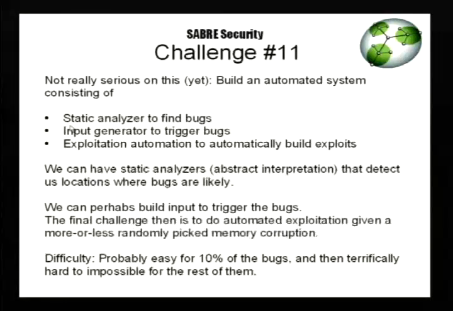All right. Number 11, something that's not really serious yet. Once we have all these things, build a static analyzer, string it together with an input crafter, and then try automated exploitation once you trigger the bug. That won't happen. I don't know. If it happens, it's going to be amusing. But yeah, let's just skip this slide.